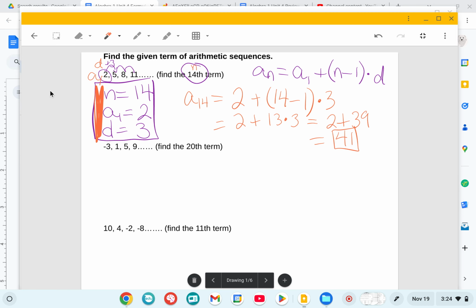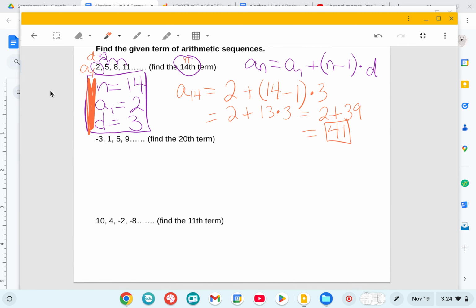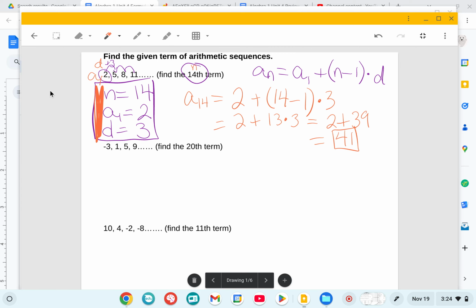I'm going to do one where it's subtraction, so I'm actually going to skip the second problem and move down to the bottom. In this problem, the A1 term is 10. It's the first term. The N value is that we're finding the 11th term. There's my A1 right there. There's my N right there. And the D is how much it's increasing, or in this case, decreasing. This one is going down by 6. 10 to 4 is down 6. Down 6 to get to negative 2. Down 6 more to negative 8.